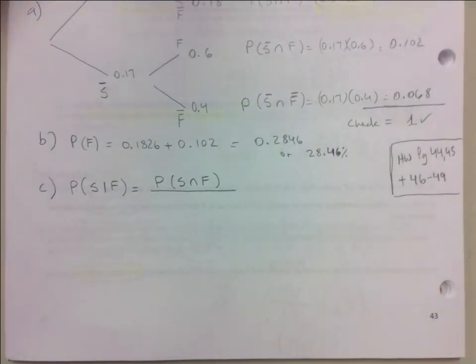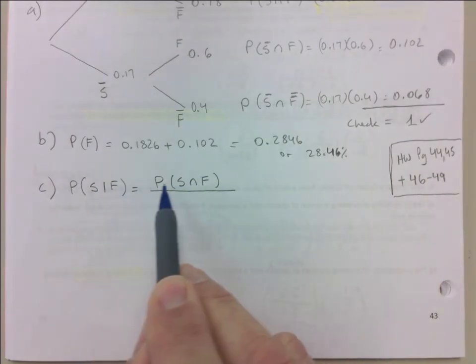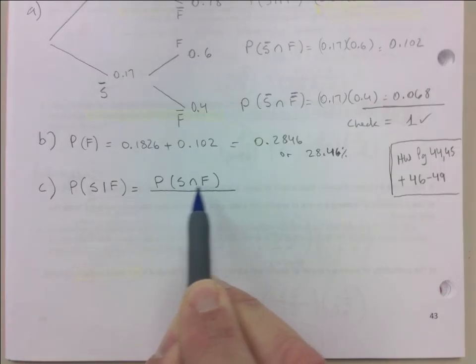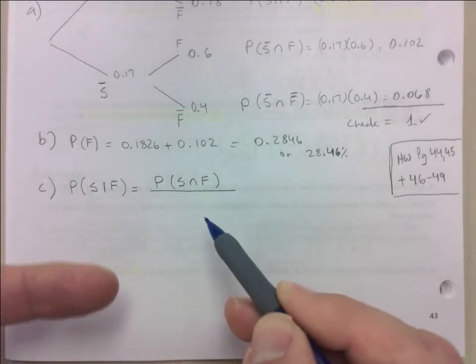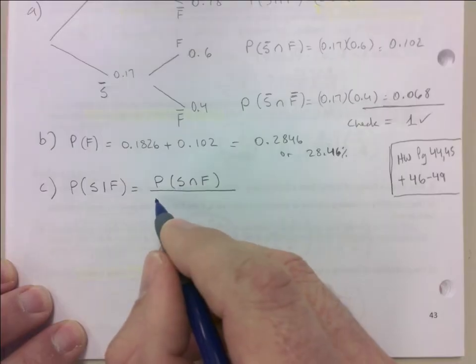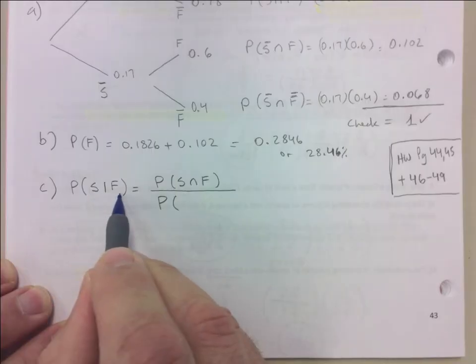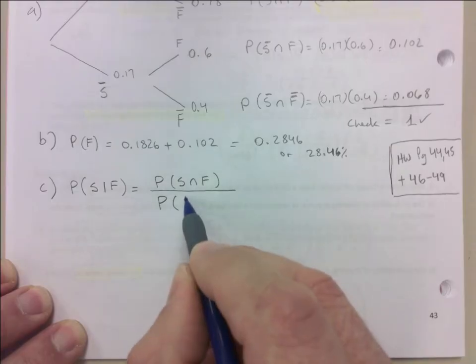It's probability of sign and F. So it doesn't matter which order you put them in, as long as you say, I'm going to figure out the probability of both of them happening up top. That's the number that goes up top. In the denominator, it's probability of which one? Which one of these two has to come down here? This one, the F.